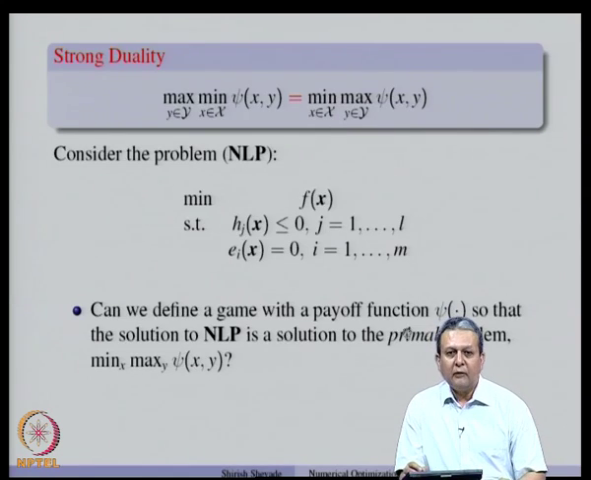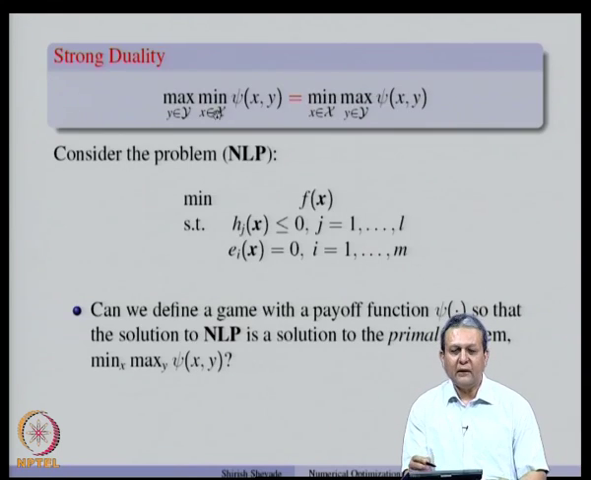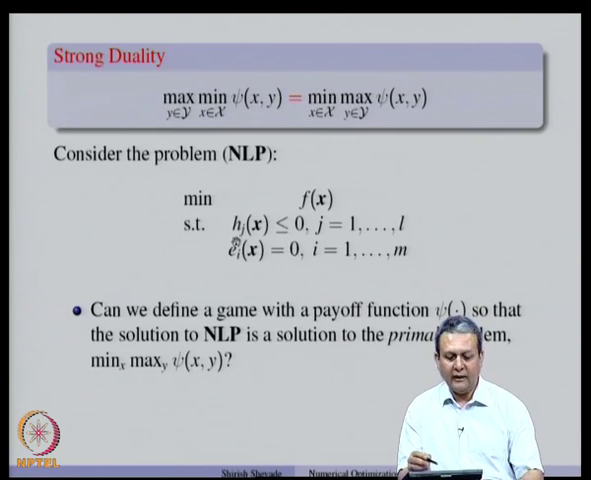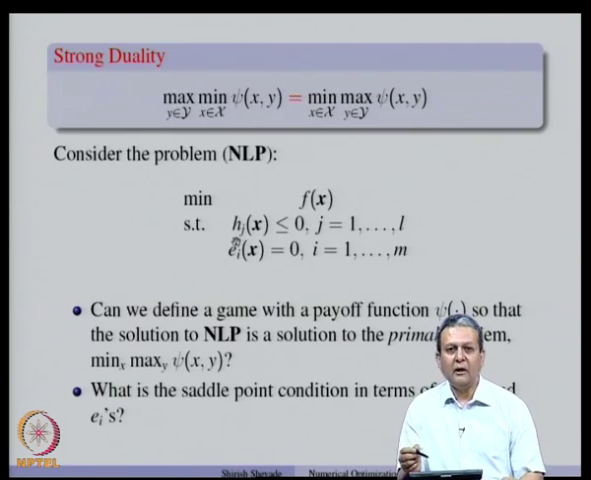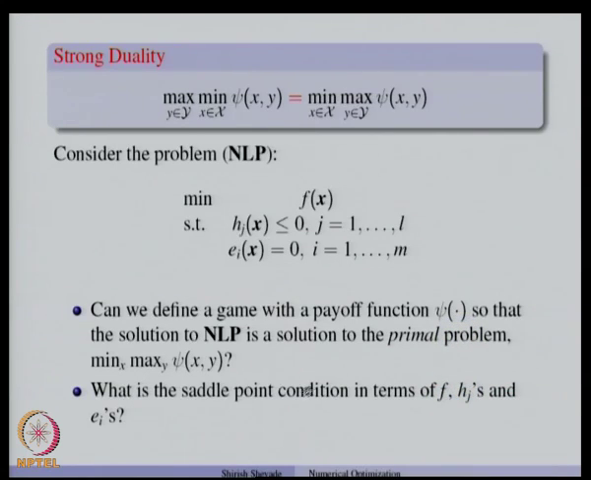So, one question is: can we define a payoff function so that we can write this problem as a min max problem? And what is meant by the strong duality in terms of the functions f, h and e, or in other words, how do we get the saddle point condition in terms of the functions f, h and e, or in terms of the payoff function? And that is what we are going to study now.